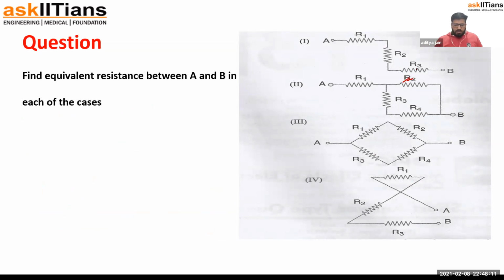So you'll quickly solve all of these. Again, this is a combination of series and parallel. Now in the first part, if you see directly from A to B, you have to calculate the equivalent resistance between A and B in each of the cases.